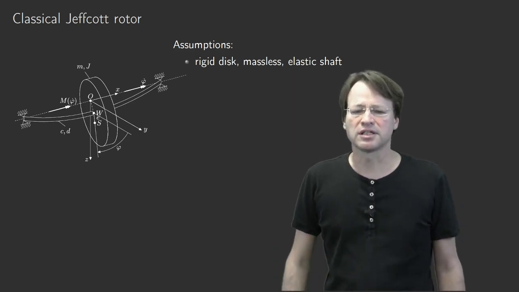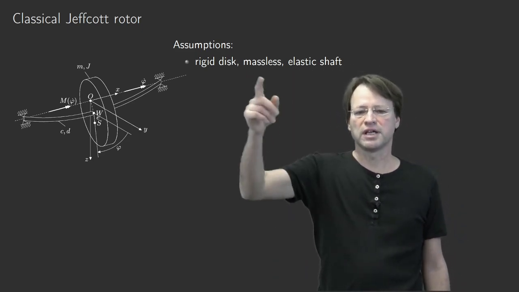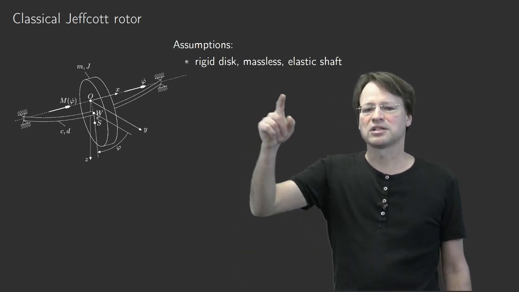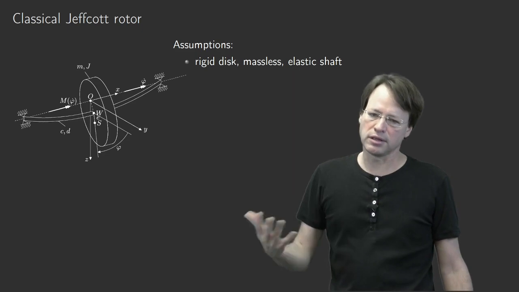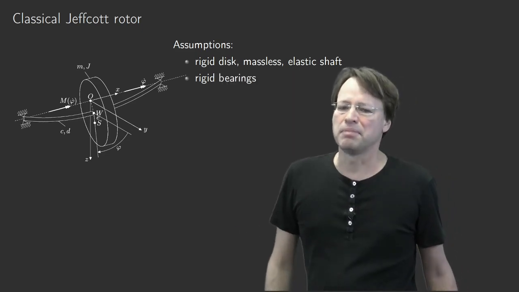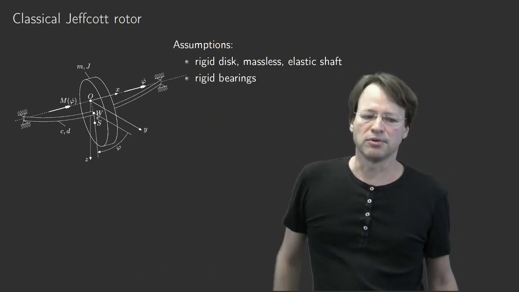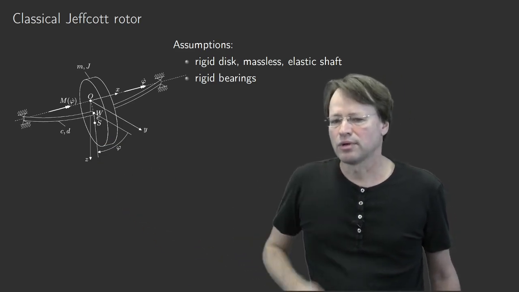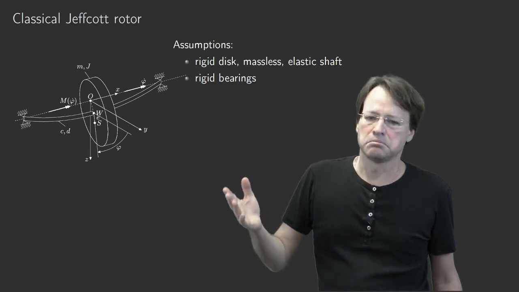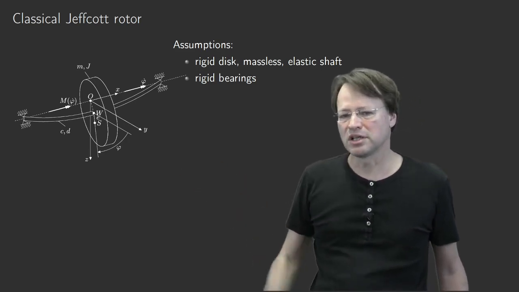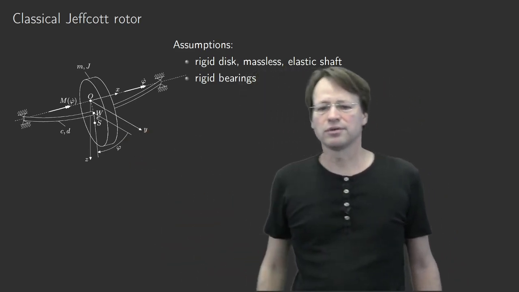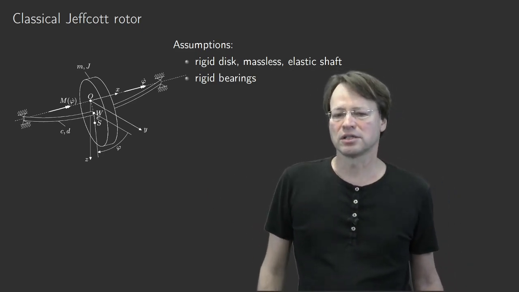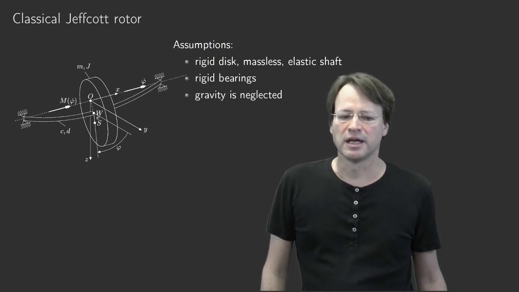Let me summarize the assumptions again. So first we said there's a rigid disc carrying the mass properties, and then there's a massless elastic shaft carrying the restoring forces. The bearings at both ends are assumed to be rigid. Gravity for the moment is neglected. You can see in this drawing there is no gravity included, so basically you have to turn around that figure by 90 degrees in order to study this system without any gravity effect.